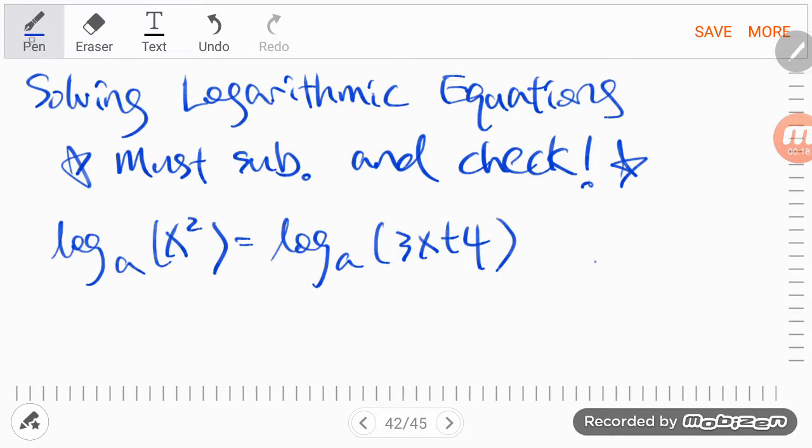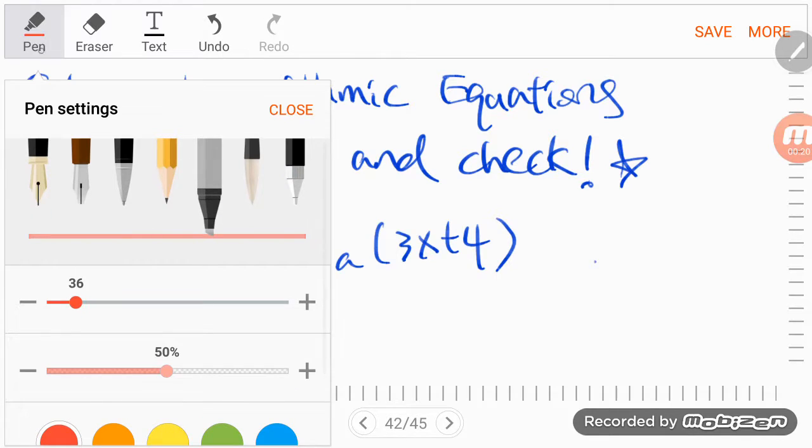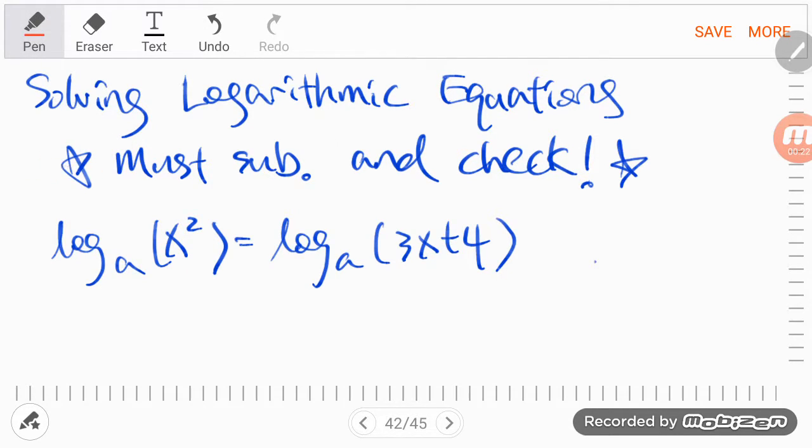Now, the first thing that I would like to point out is when we are solving log equations, we must always check it. I call it sub and check. So let's say today we are able to solve for x and x is equal to two values. We must substitute both x values back into the equation because one of them might work or maybe both of them might work.